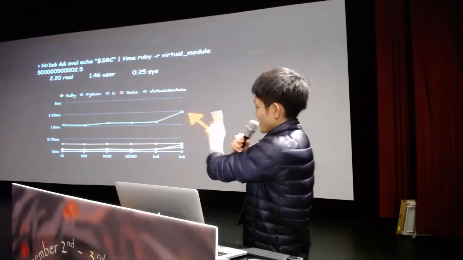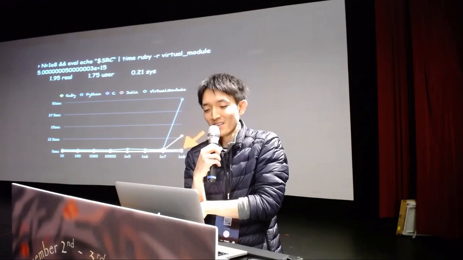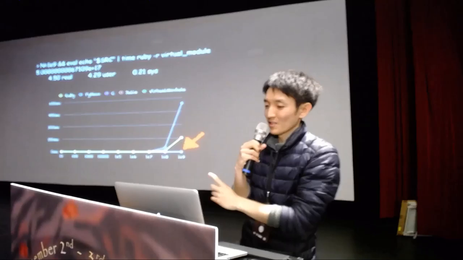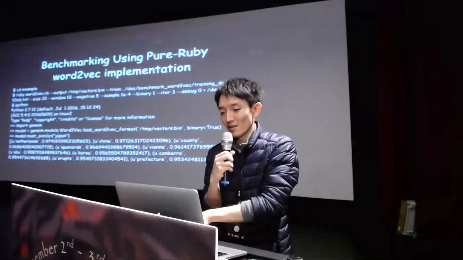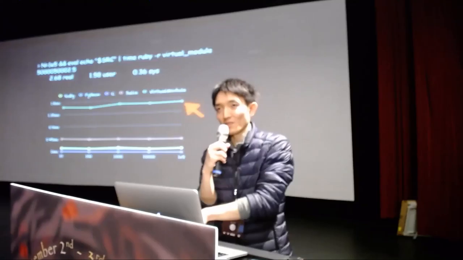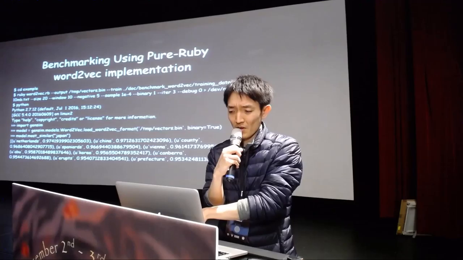But as the number of loops gets bigger, like this. If you want to do a huge number of loops, then as Julia is fast for this problem, this virtual module can work for me. So it looks like the virtual module can fix this problem. And okay, since this was just a simple program like this, let's use this in a real-world example. So using a word2vec text classification algorithm, and what will happen is this.